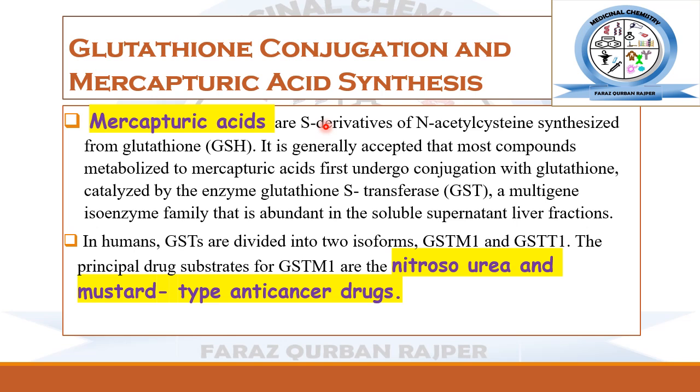There is another important conjugation type, that is glutathione conjugation and mercapturic acid conjugation. Mercapturic acids are basically the S-derivatives of N-acetylcysteine, which is synthesized from glutathione. It is generally accepted that most drug metabolites go through mercapturic acid, and they first go through conjugation with glutathione. This conjugation reaction is catalyzed by the glutathione S-transferase enzyme. In humans, there are two isoforms of the glutathione S-transferase enzyme, that is GST-M1 and GST-T1.